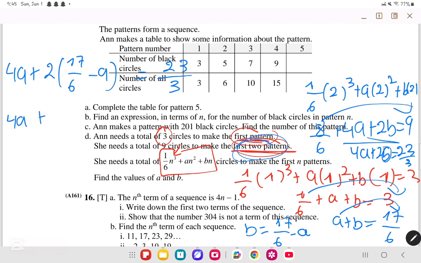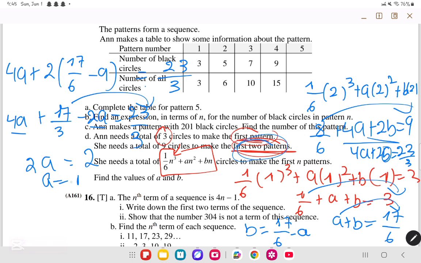So 4a plus what's 17 over 6 times 2? That's gonna be 17 over 3. Plus 17 over 3 minus 2a is equal to 23 over 3. Bring this to the other side. 4a minus 2a is 2a. 2a is equal to 23 over 3 minus 17 over 3, which is 2. So we get the value of a to be what?